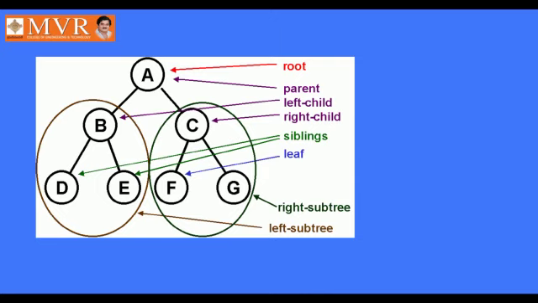Here we are seeing a binary tree. A binary tree contains only two subtrees, that is a left subtree and a right subtree. Here A is called the root node and B, D, E is the left subtree, C, F, G is the right subtree. A tree with two subtrees, that is left subtree and a right subtree, is known as a binary tree. In this there will be only 0 or 1 or maximum 2 nodes at each level.